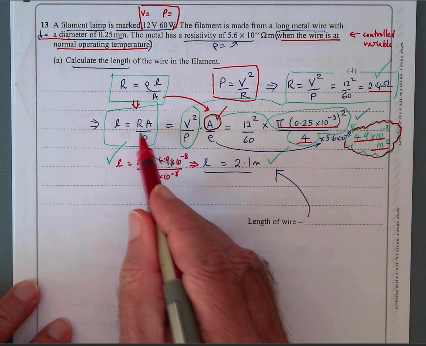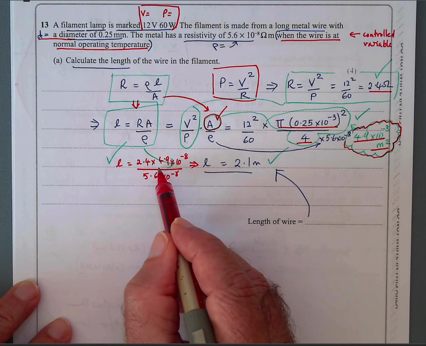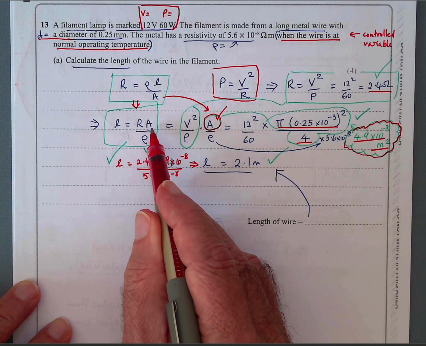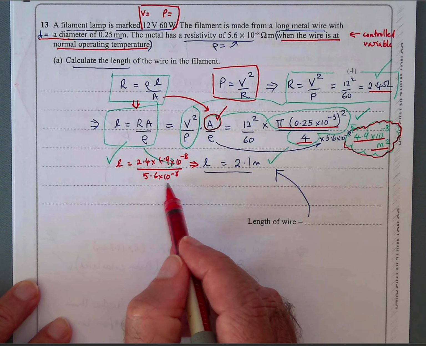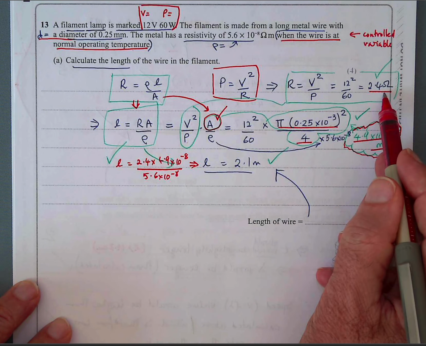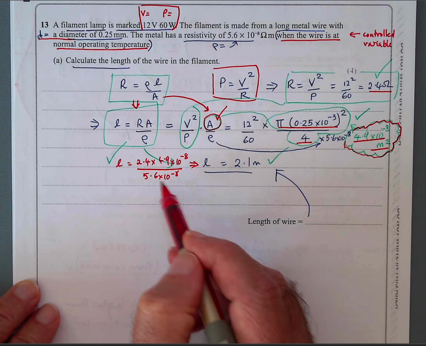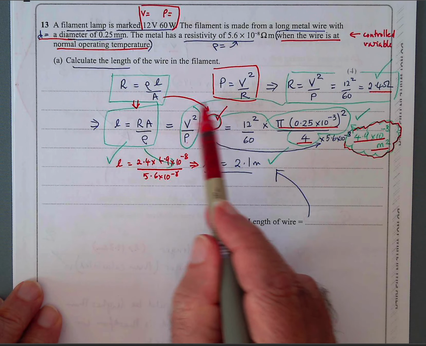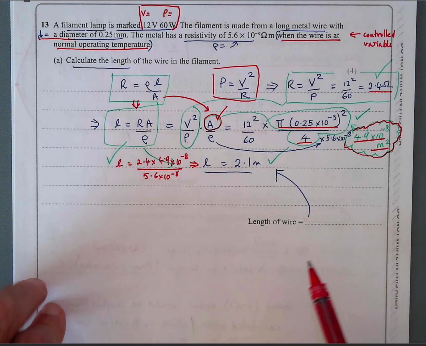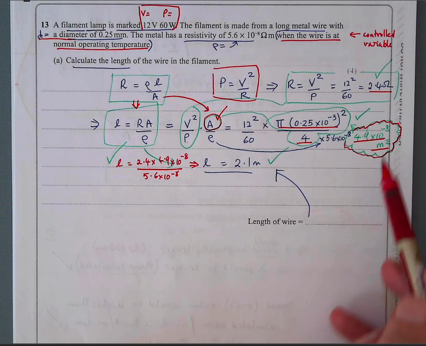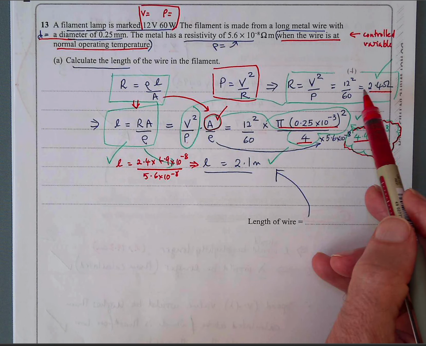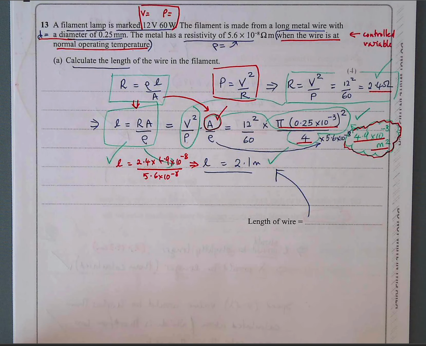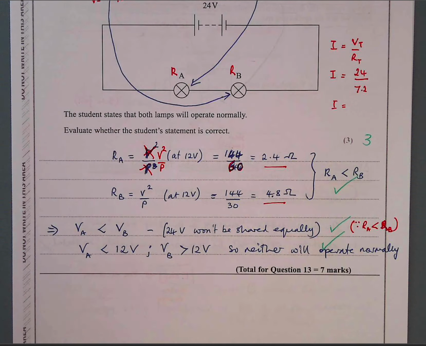When you put all the numbers in, we've worked out that the area is 4.9 times 10 to the minus 8. We divide it by the resistivity, and we calculate the resistance is 2.4 ohms. You will come up with a length of 2.1 meters. So I'm just showing you that you can actually do it all in one go. But most students will probably want to do the area first, the resistance second, and then put it all into that equation. Okay, that's question 13.